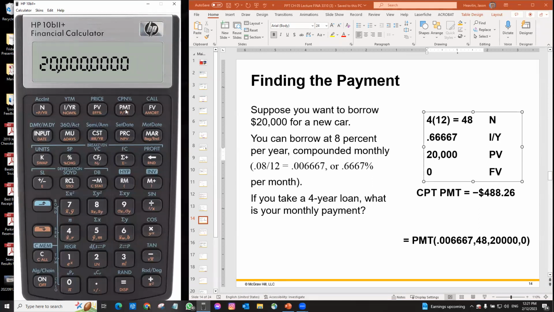However, if we click on payment, it'll let us know that your monthly payment is going to be $488.26 when you round. The negative meaning it's a payment that you're going to be taking money out of your pocket and giving it to the bank. And that'll be an example how to calculate a payment on a car loan based on the loan amount, percentage, and length.